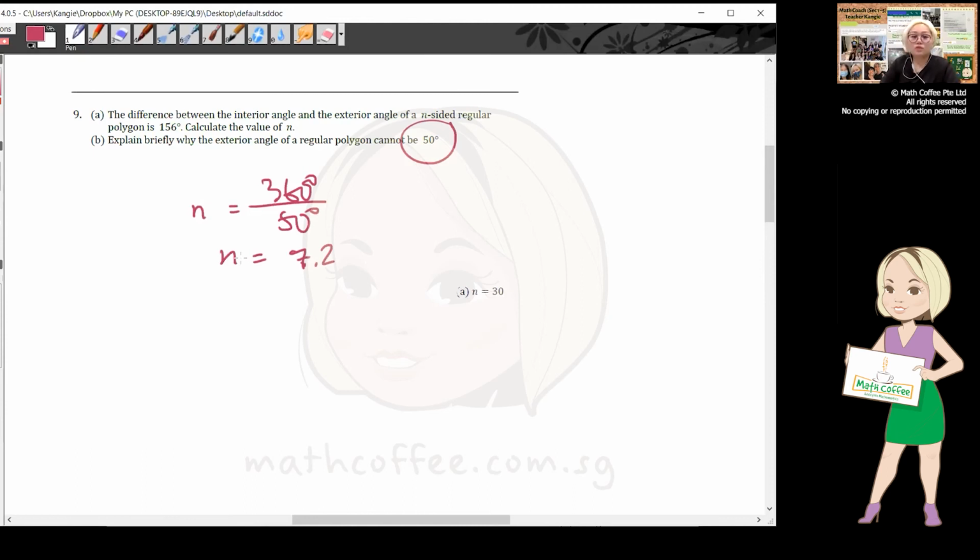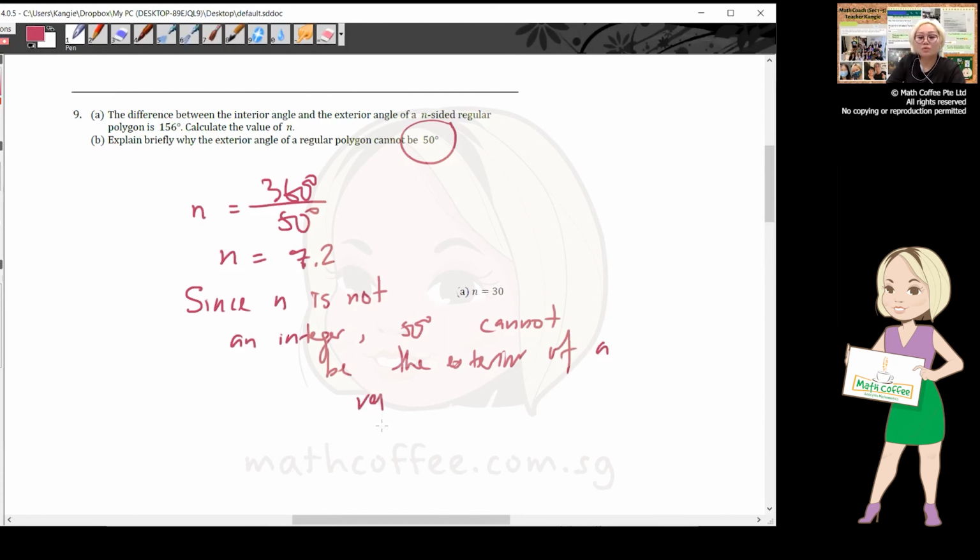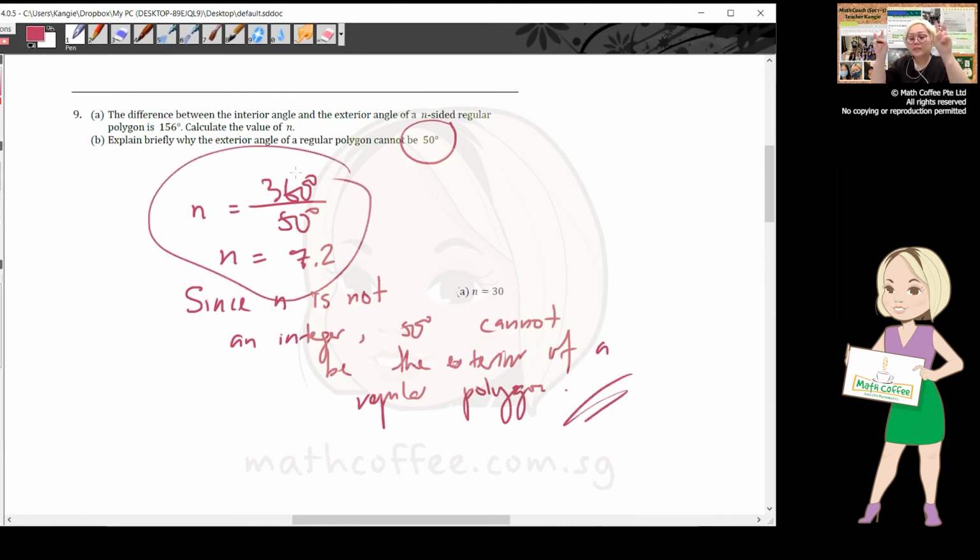No, not possible, right? So after you do this working, you will say, since n is not an integer, 50 degrees cannot be the exterior angle of a regular polygon. That's all. Okay, so you explain with working, and you have proved that n is not an integer. Integer means whole number. Then 50 degrees cannot be the exterior angle of a regular polygon.